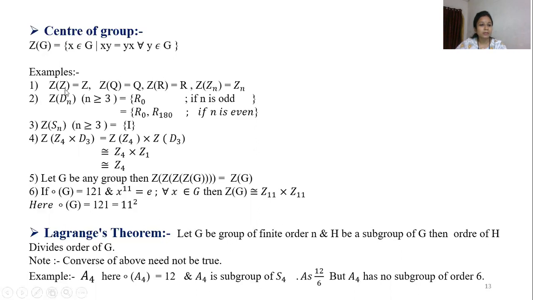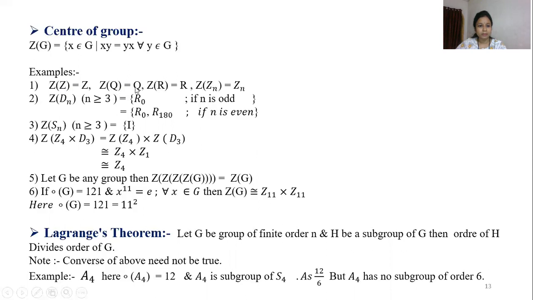Consider, suppose the center of Z. As Z is abelian, the center of Z is Z. There is one property: if the group G is abelian, it satisfies the commutative property, meaning xy is equal to yx for each and every member of G. So the center of G contains all elements of G. Whenever a group is abelian, the center of G is equal to the group G itself. As Z is abelian, the center of Z is Z.